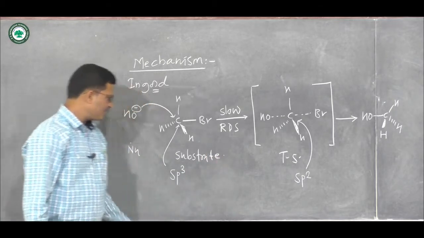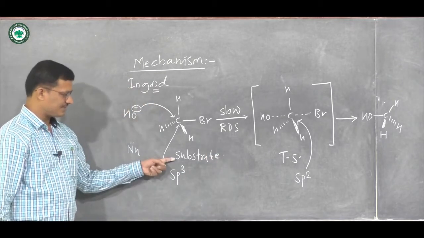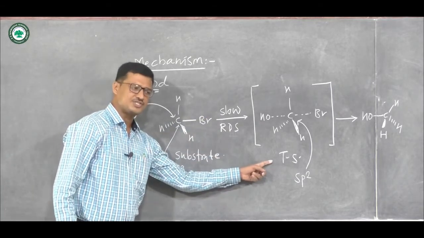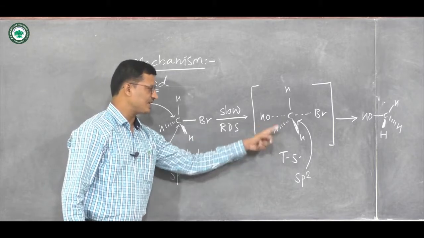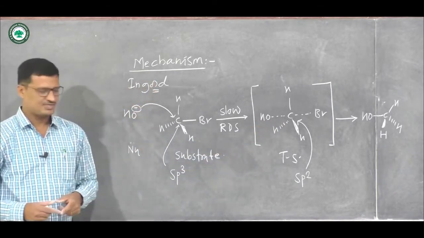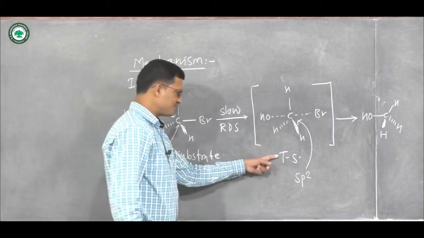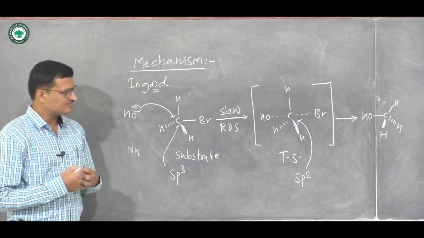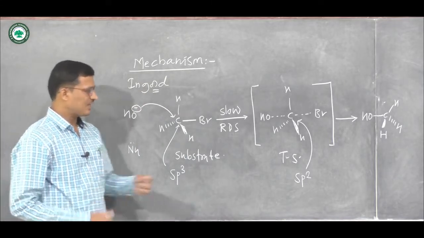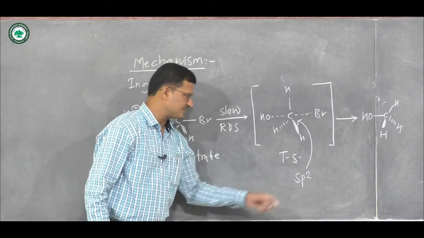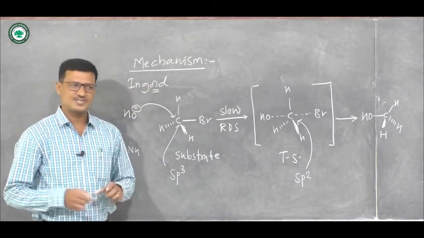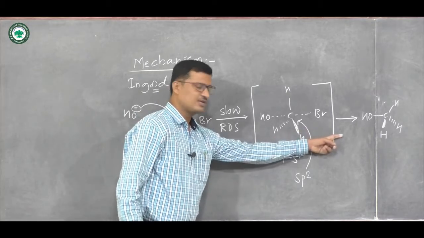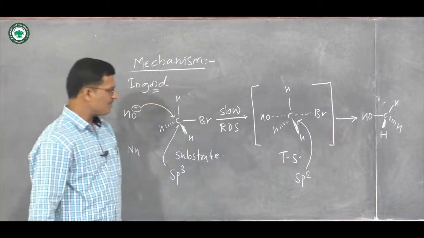And we remember, when the nucleophile attacks from the back side to the substrate, this is a slow step or rate determining step. There is formation of a transition state, and in the transition state the carbon has 5 groups, and the carbon is sp2 hybridized. This transition state is a crowded transition state. The bond angle between these groups is 120 degrees, and that's why the transition state easily collapses or converts into the product.